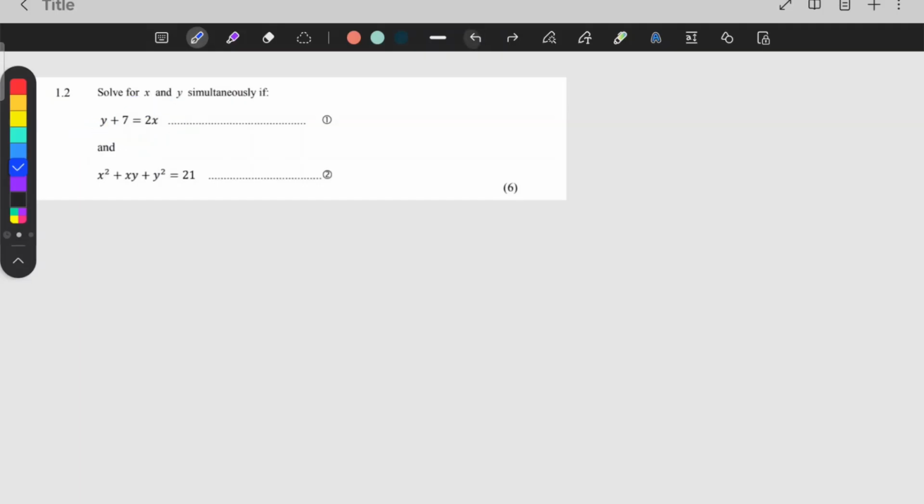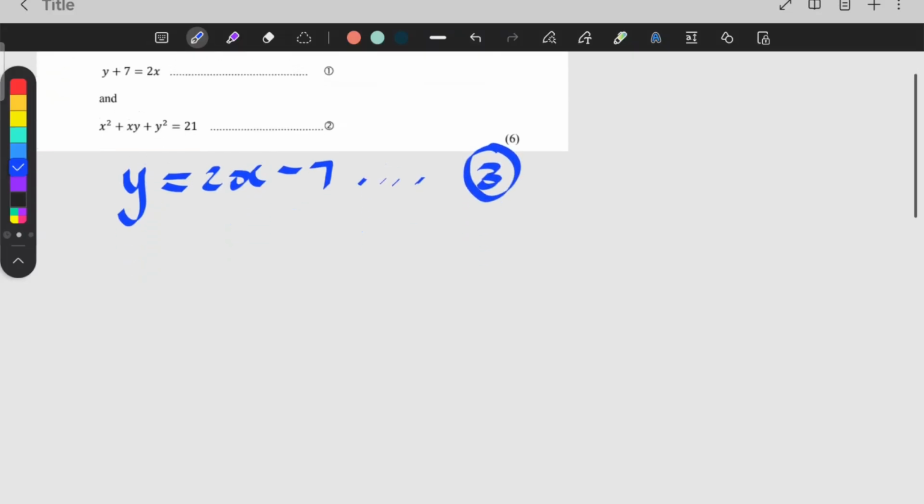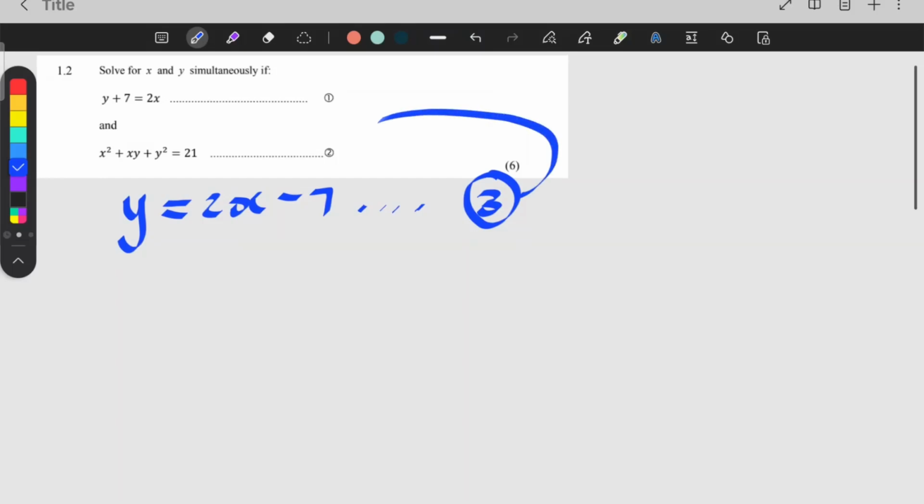So I think I'm going to keep y on the one side because there's no number in front of y. Then 2x is on that side. Take the 7 over, minus 7. Call this equation number 3. Then I'm going to take 3 and sub it into 2.